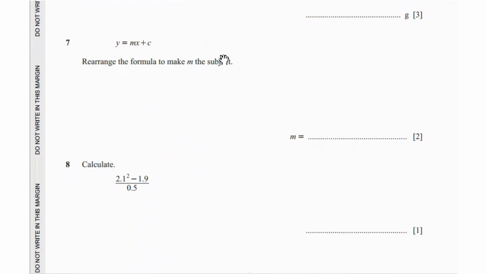Y equals mx plus c, rearrange the formula to make m the subject. So first you move c to the other side. So it becomes y minus c equals mx. Then we divide both sides by m to get rid of the m with x. So it's (y minus c) over m equals x. Now x is the subject of the formula.